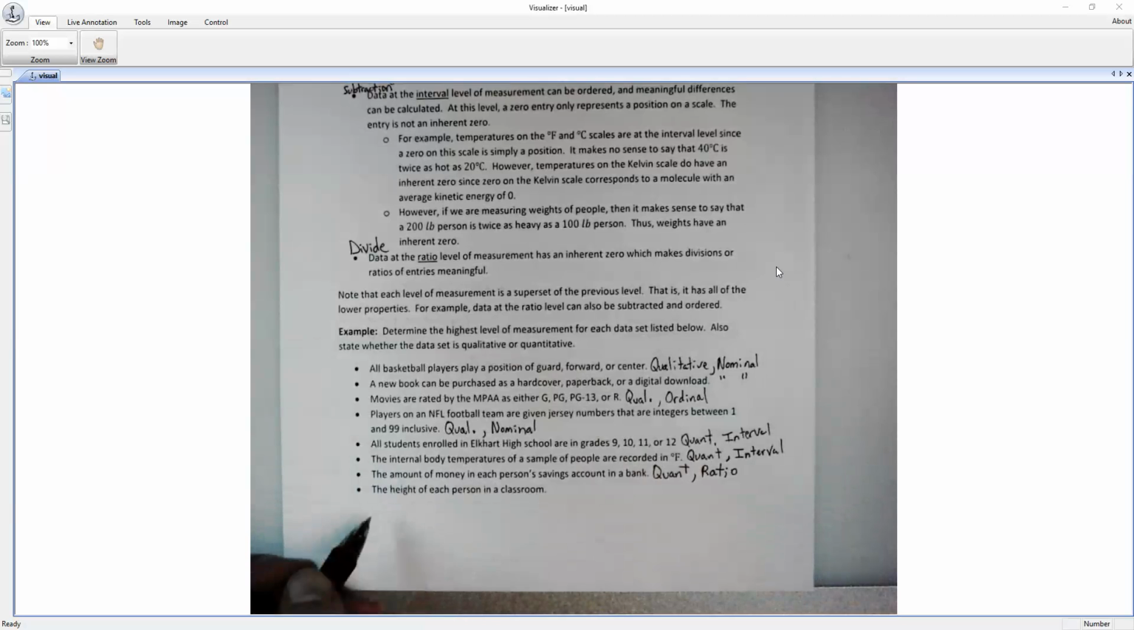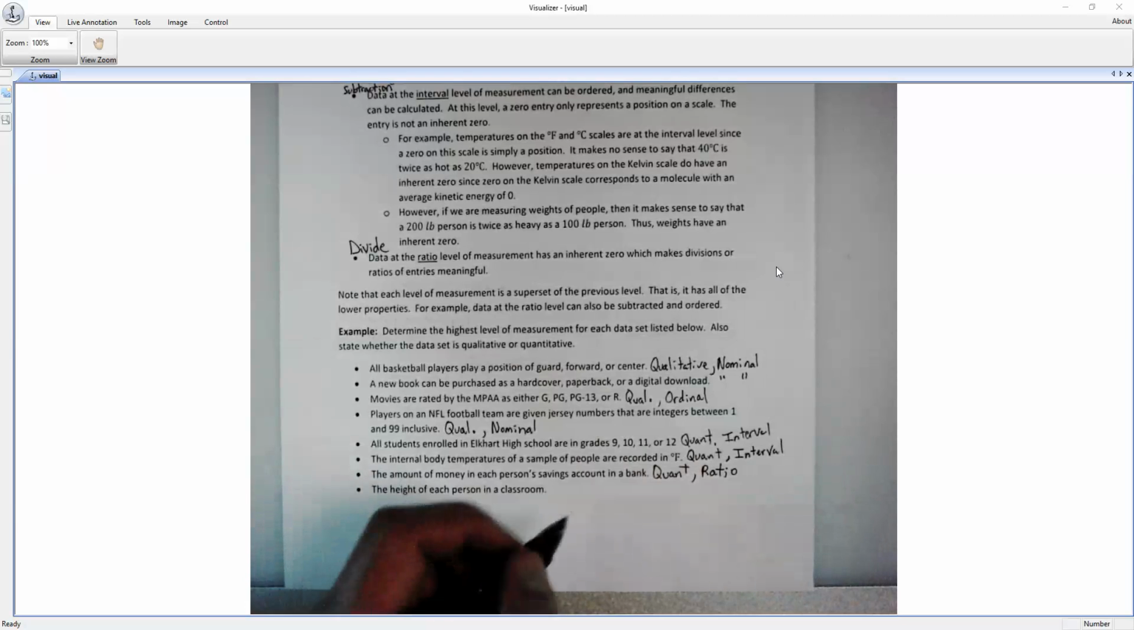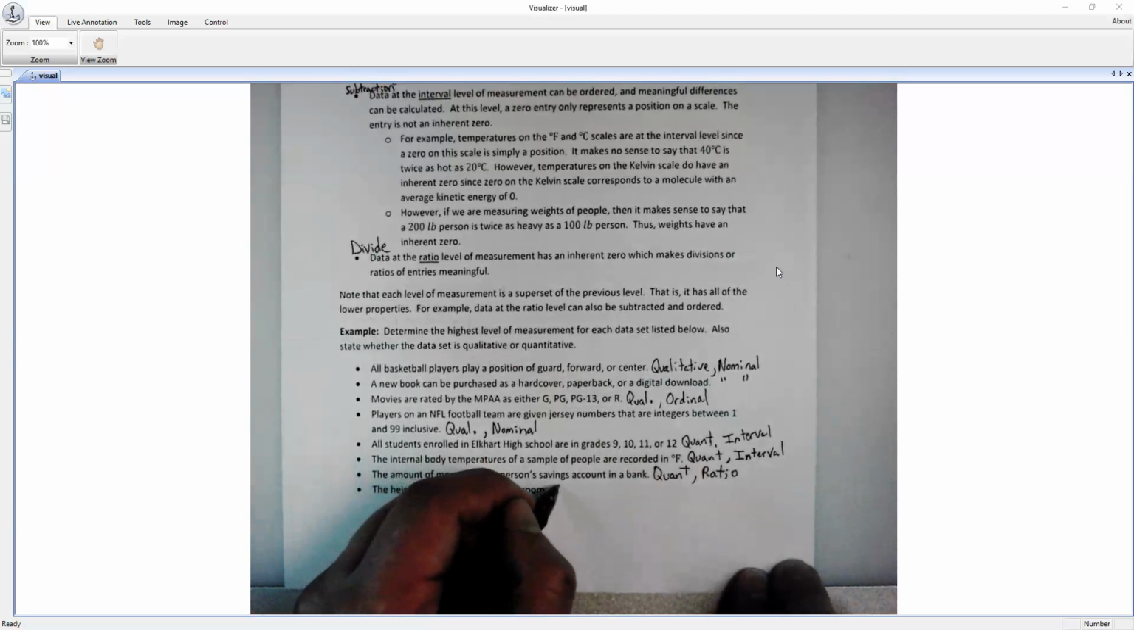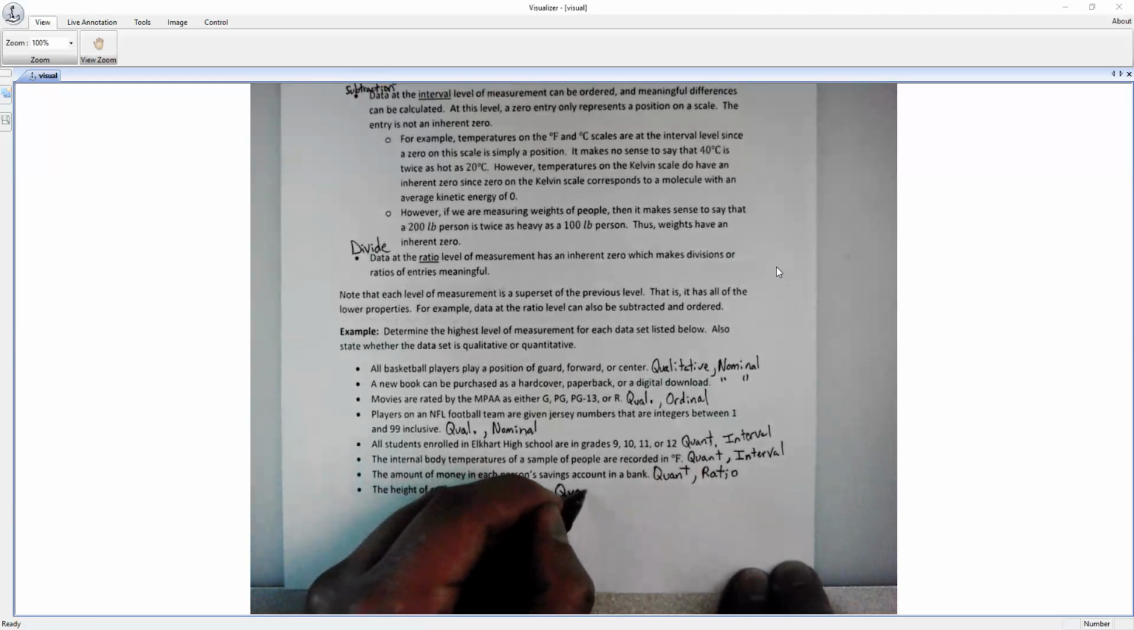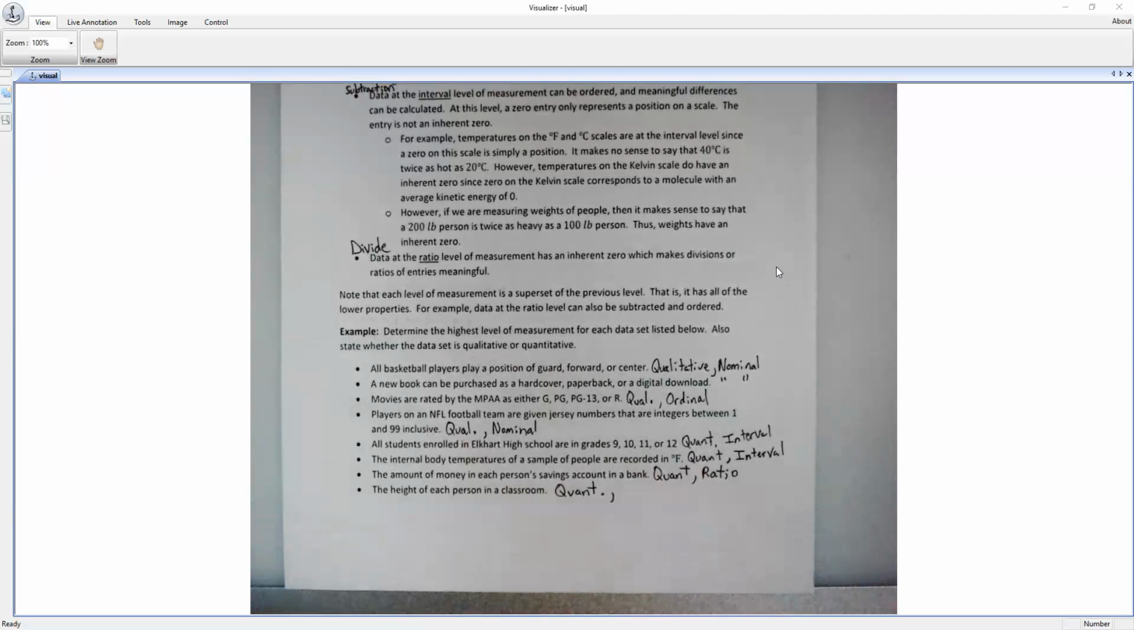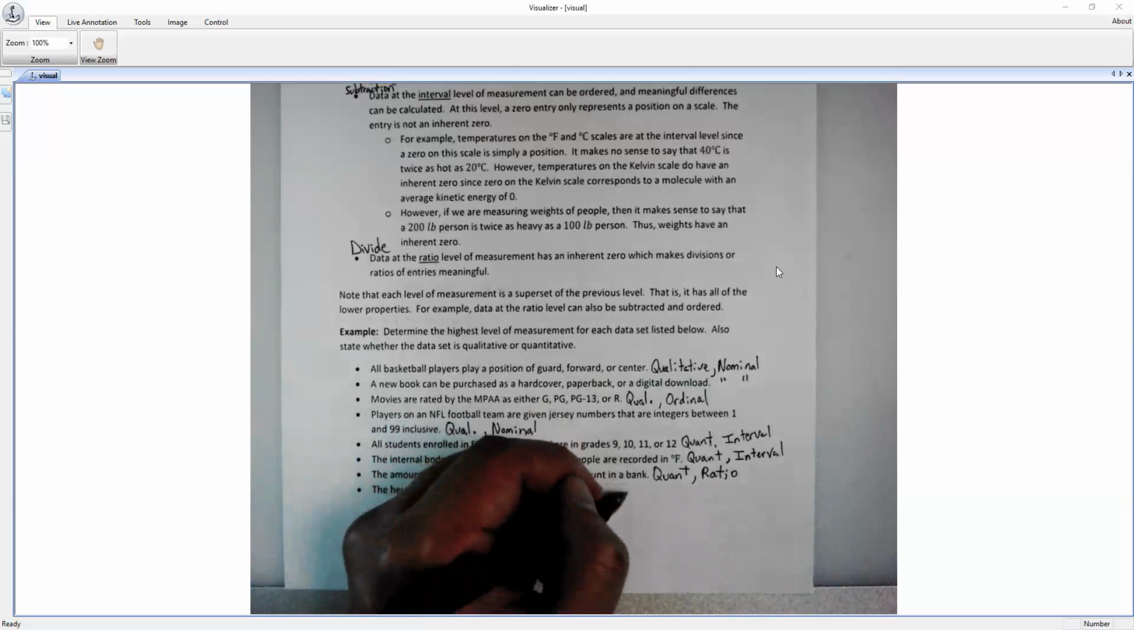Similarly, for the height of each person, if we measured each person's height, we get a number. We can do things with those numbers. We can subtract them. We can divide them. So quantitative. And while it might be rare for someone to be twice as tall as someone else, it's certainly possible. And we don't have to get to twice anyway. It would make sense to say someone's 1.3 times as tall as someone else, or 1.5 times, or 1.1 times. So in this case, like the bank account money, heights of people make sense to divide. So we're also at the ratio level.